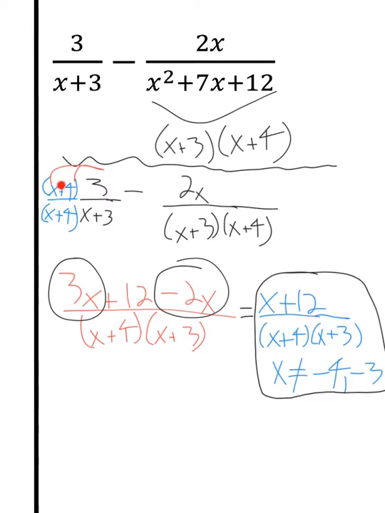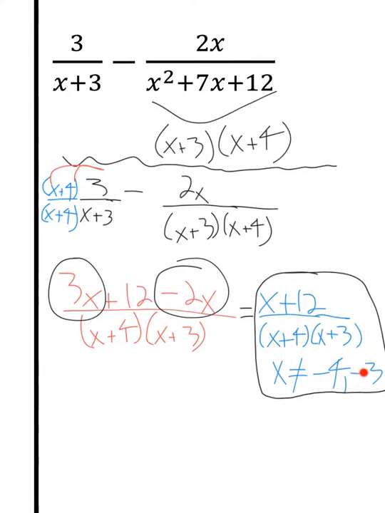I distributed the 3. I'm not distributing a negative 3 because that negative is behind the 3. So that negative goes to the negative 2x. See, I wrote negative 2x there. So I'm just doing 3 times x, 3 times 4, that's 3x plus 12. 3x minus 2x makes x plus 12, and that's as simplified as it gets.